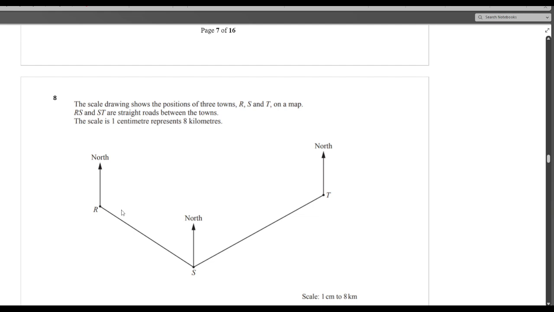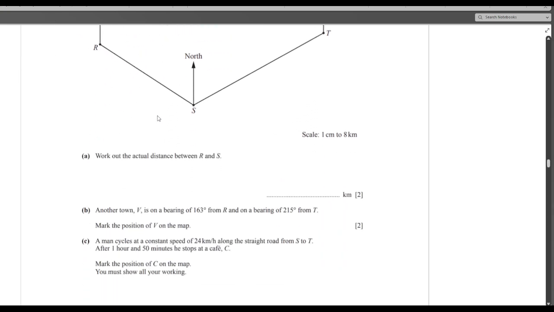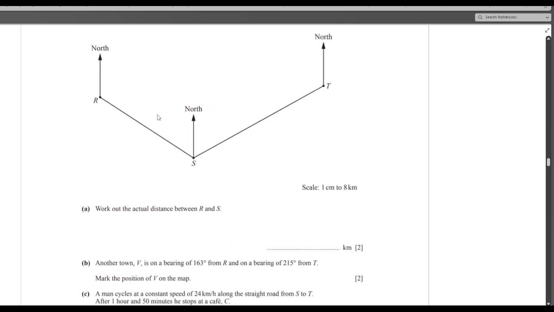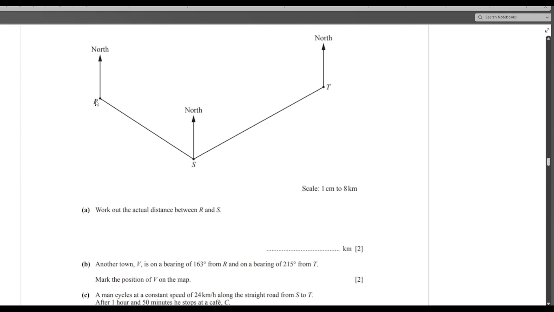The scale drawing shows the position of 3 towns R, S, T on the map. RS and ST are straight roads between the towns. The scale is 1 centimeter representing 8 kilometer. Write out actual distance between R and S. So you use your scale, measure what is RS in centimeter and multiply that with 8. So you will get actual distance.